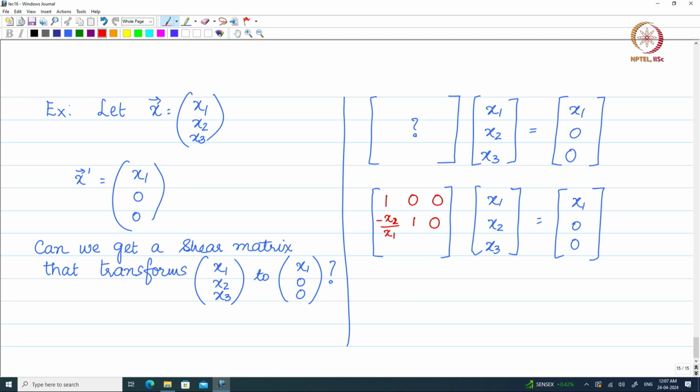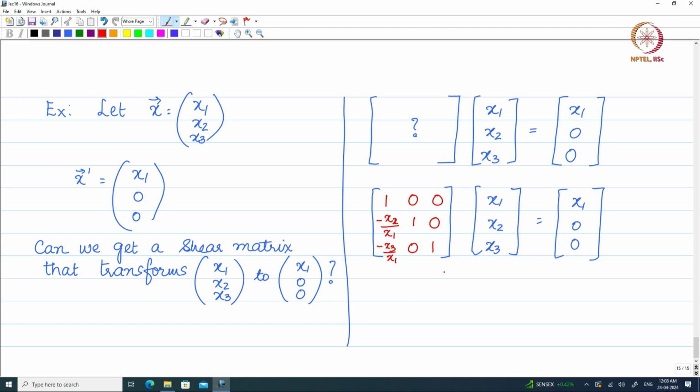I want to get this x3 component to be 0, but through a shear. So how do I do this? I can add minus x3 by x1 to the first column's first element, and then if I do 1, I get minus x3 by x1 into x1, which is basically minus x3 plus x3, that gives me 0. Now the question is, where do we use such a matrix?